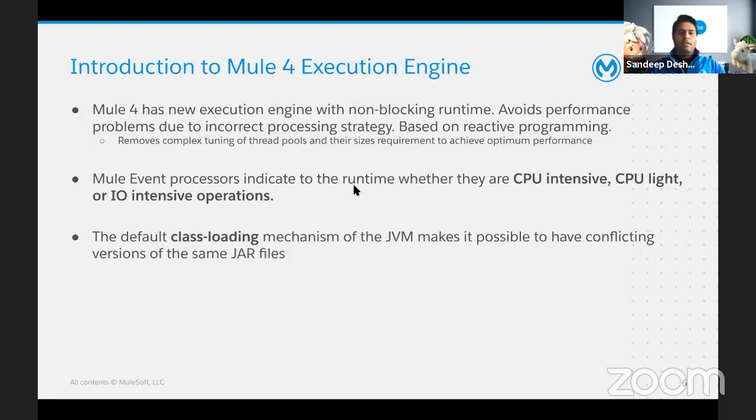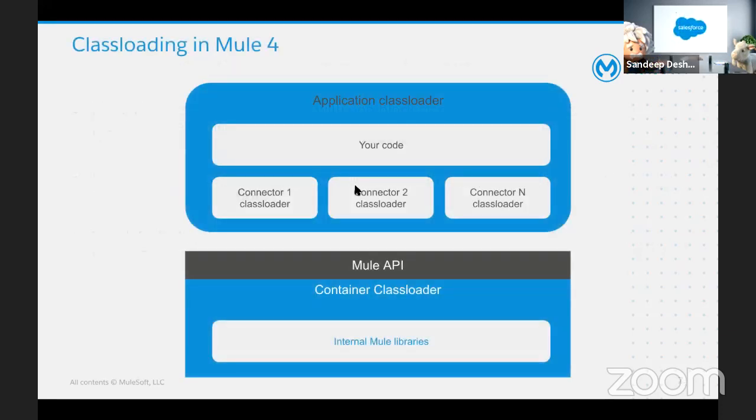And finally, the new default class loading mechanism. Earlier in Mule 3, the connector libraries as well as the execution engine were tied together. With the new class loading, class isolation mechanism, we are able to decouple the execution engine and the connector libraries. So let's dig deep into that. If you look at this class loading module, right?